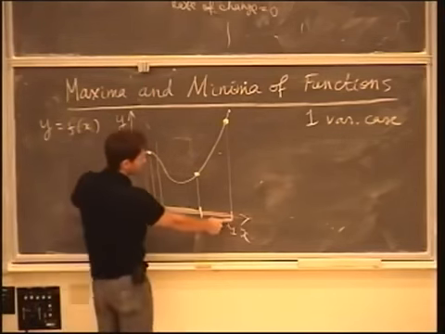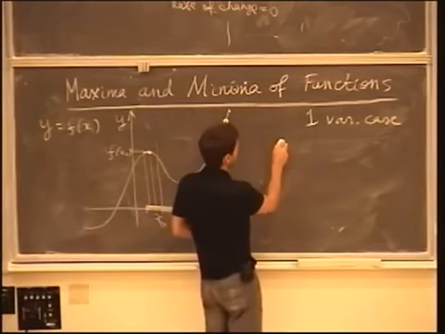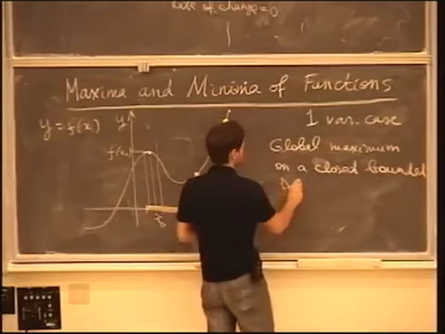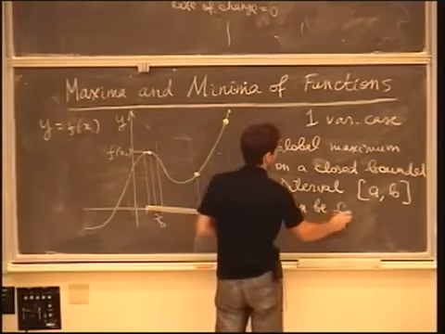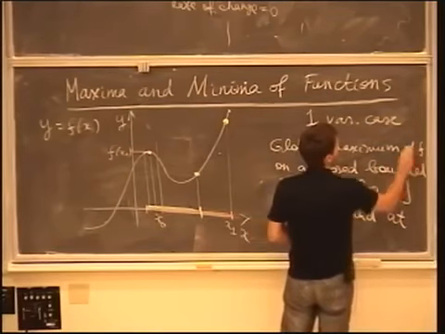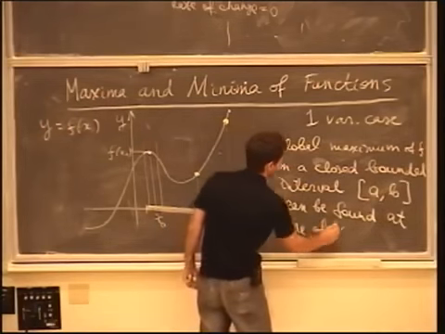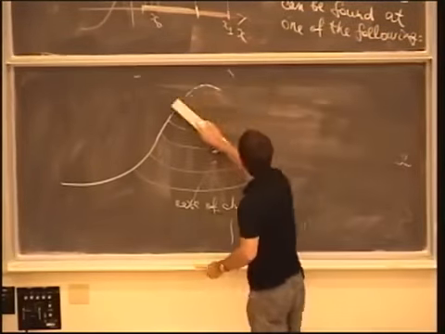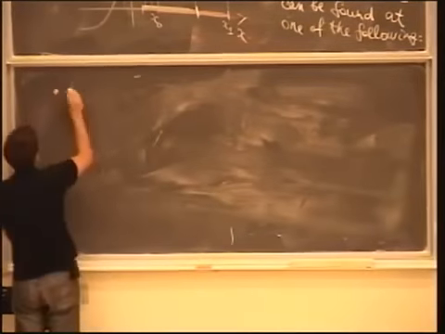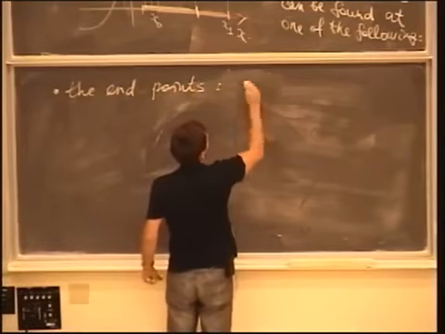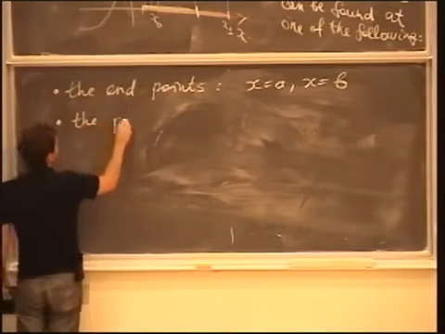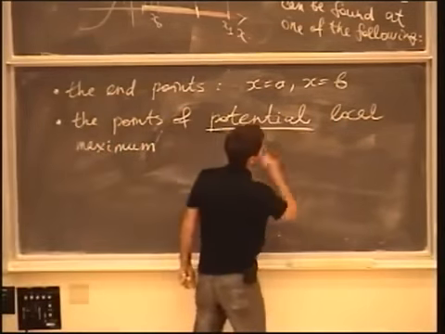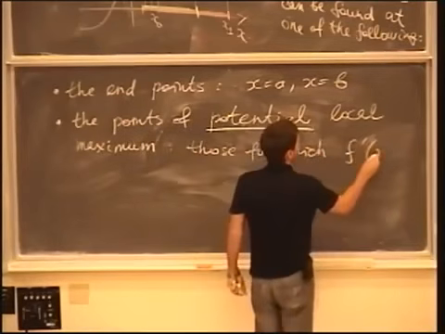So the bottom line, the upshot of all this, is that the absolute maximum can be found in a finite set of points. And those points are, first of all, the endpoints, and all the points where you have potentially a local maximum or minimum. So the global maximum of some function f on a closed, bounded interval, let's call it [a, b], can be found at one of the following points: the endpoints, which are a and b, and the points of potential local maximum. And here it's important to emphasize the word potential. Those are the points for which f prime of x is 0.